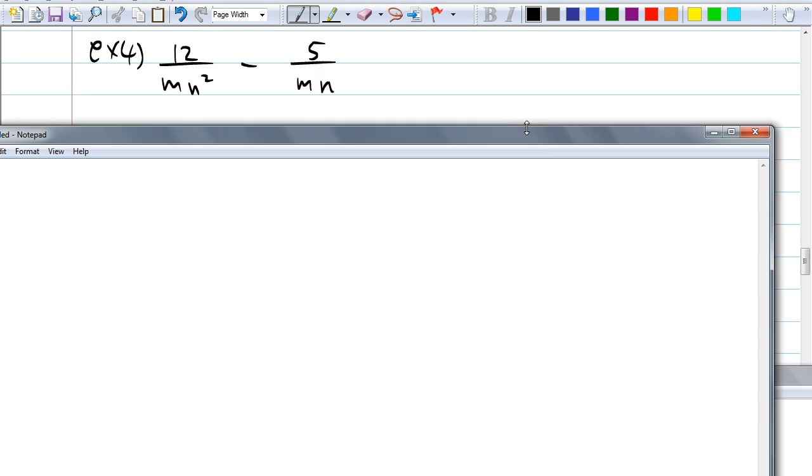Here's example 4. 12 over mn squared minus 5 over mn. This time, we don't have a common denominator, LCD, least common denominator. But it's pretty simple to rewrite these fractions so that they have a least common denominator. Everybody go ahead and try. I'll wait. How are we going to change? What is first of all our LCD? Let's do that first. What's the LCD going to be?